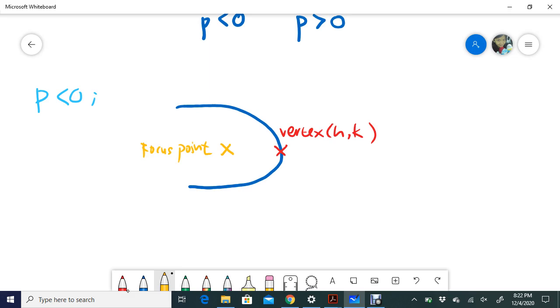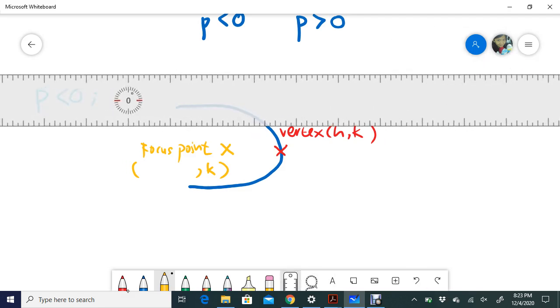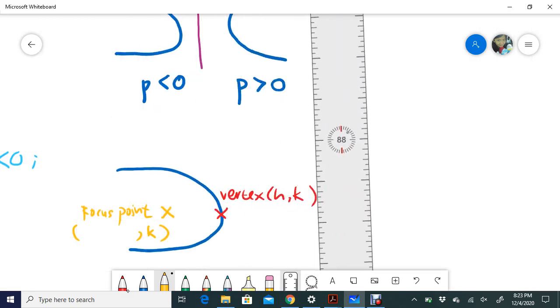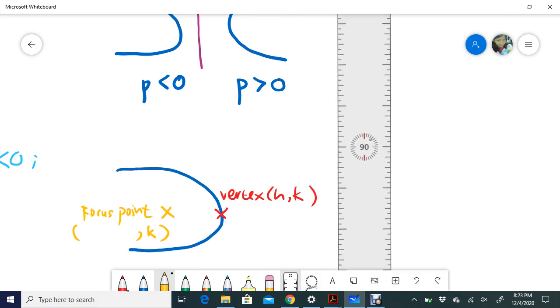So again, for y squared, your coordinate k, or in other words your coordinate y, will remain. Since the focus point is already in front of the vertex, where will your directrix be then? Your directrix line will be behind, or after, your vertex. So this will be your vertex line, and this will be your directrix line.